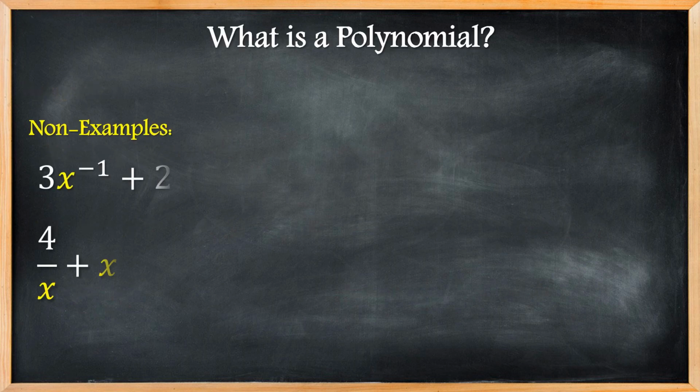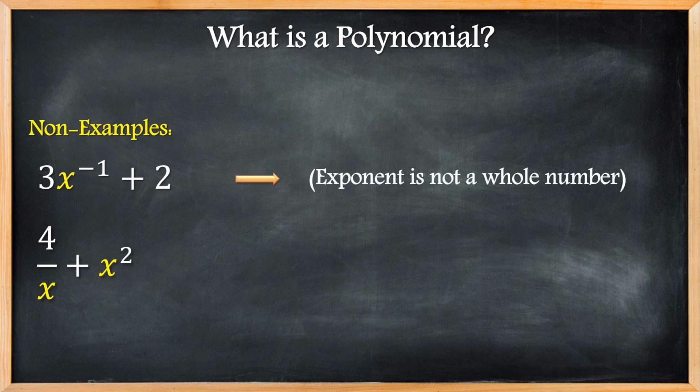But not all expressions are polynomials. Here are some non-examples. 3x to the power of negative 1 plus 2 is not a polynomial because the exponent -1 is not a whole number. 4 divided by x plus x squared is not a polynomial because the variable is in the denominator. Remember, polynomials can't have negative exponents or variables in the denominator.